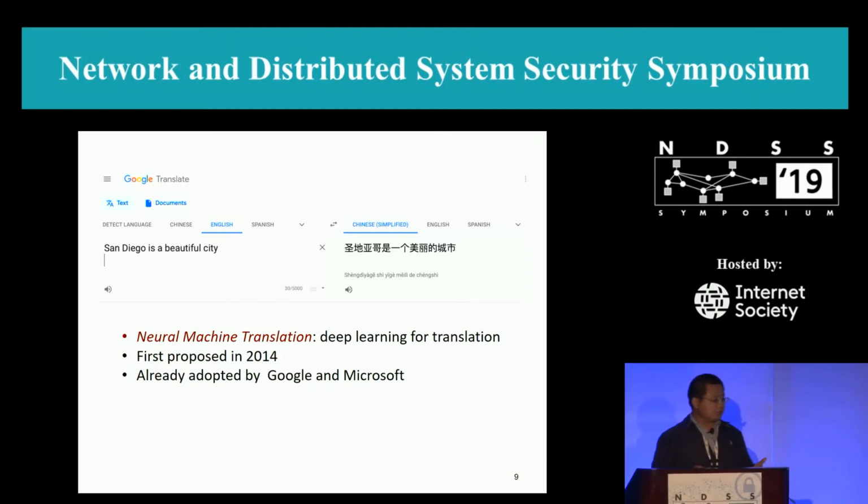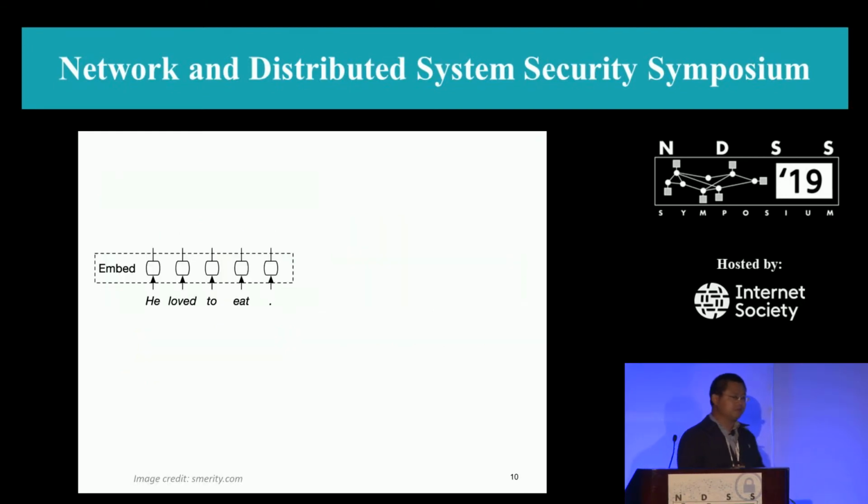Let me first briefly introduce what neural machine translation is. It's a technique that applies deep learning to translating human languages, and it was first proposed in 2014. Although it's quite a new technique, it has already been widely deployed by companies like Google and Microsoft. It's already being used in production systems because of its high accuracy, of course.